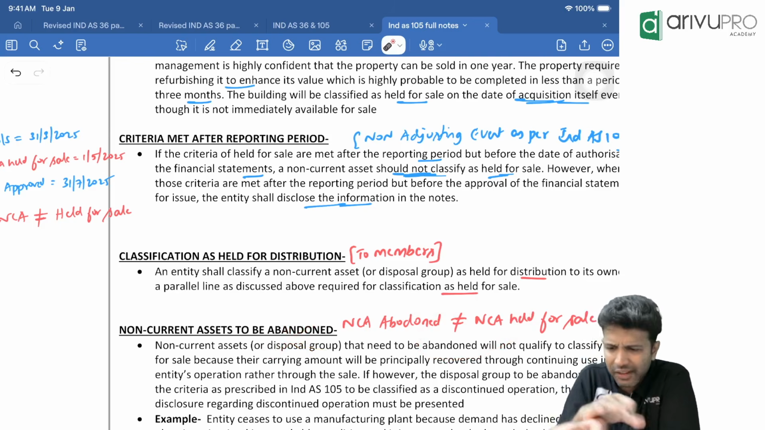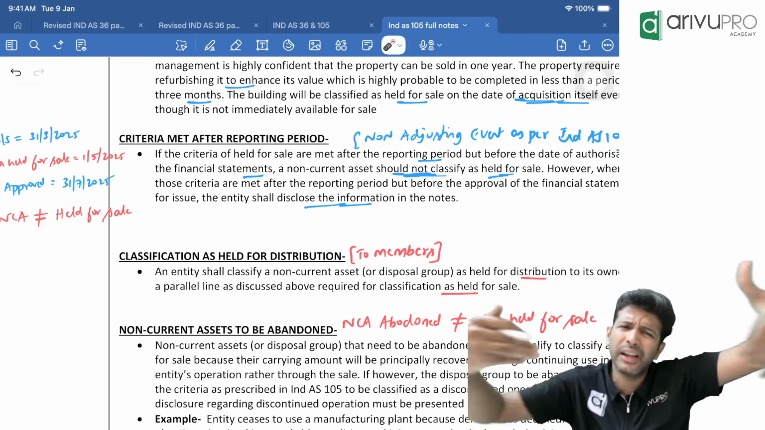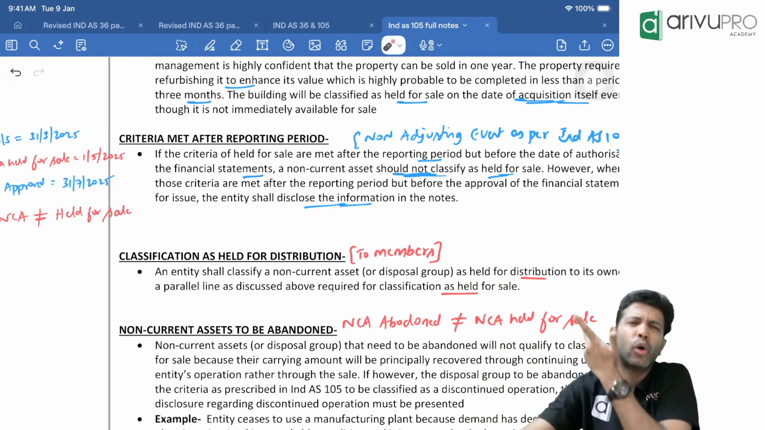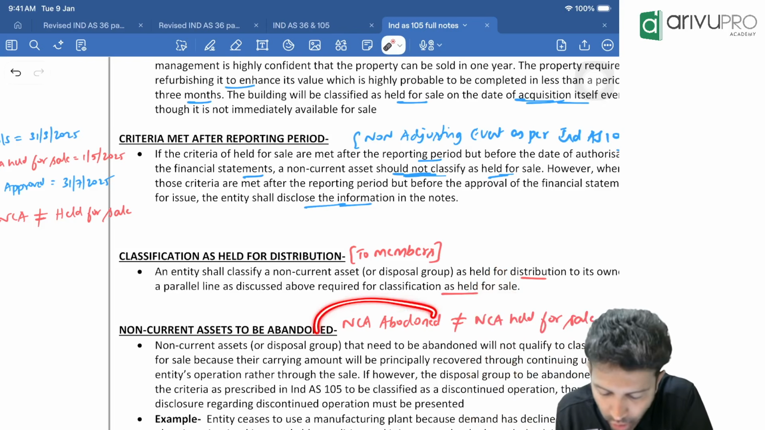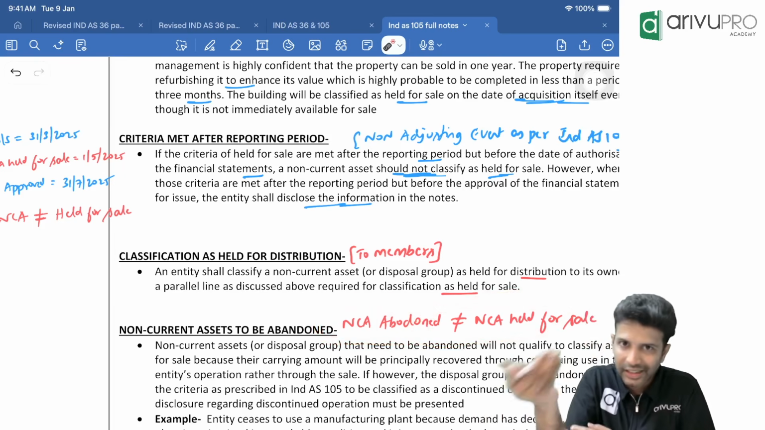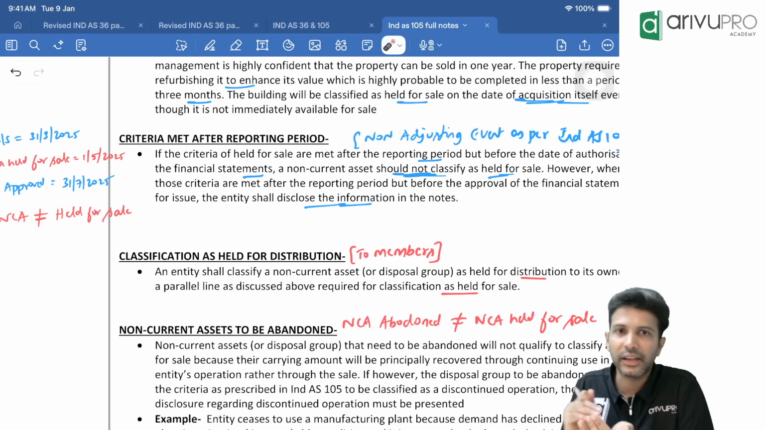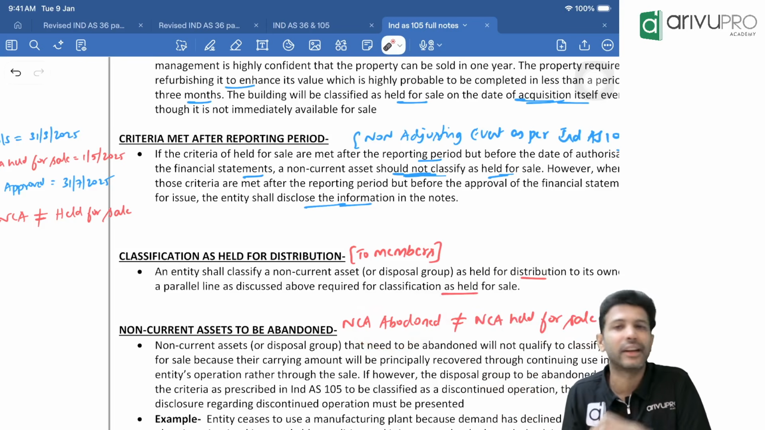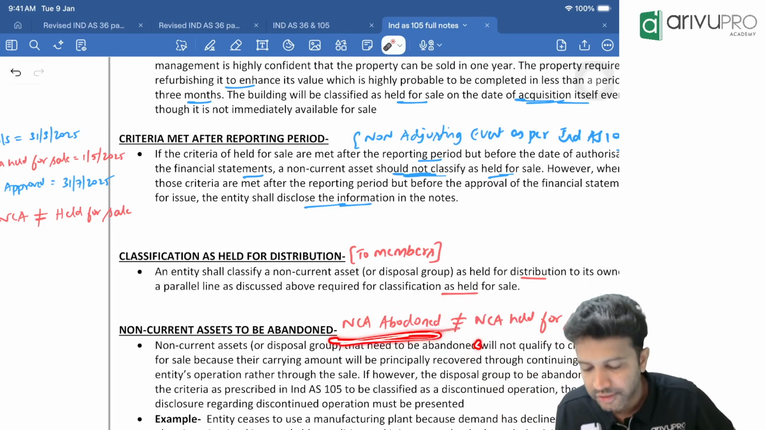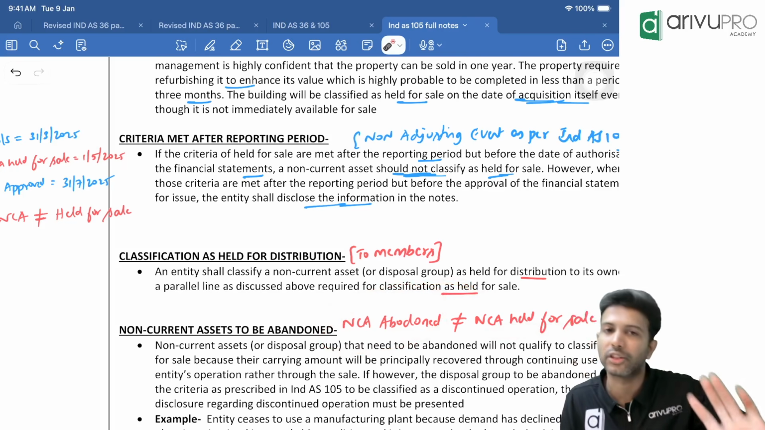Abandon means we are not selling. We're just leaving the asset as it is. We see, in some areas, the buildings are abandoned. They just leave the building and go away. So non-current assets abandoned are not non-current assets held for sale, because the very intention of Ind AS 105 is to sell the asset and recover the money. In abandonment, we are not selling and recovering the money. Hence, non-current assets planned to be abandoned will not be treated as non-current assets held for sale. So this will not come under Ind AS 105's provision.